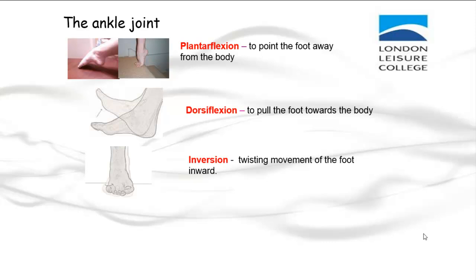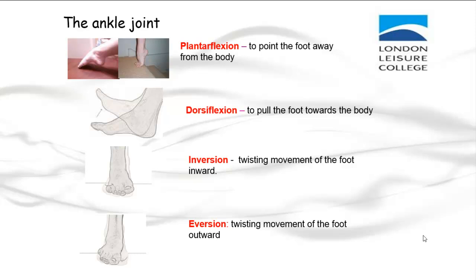Now, inversion is a twisting movement of the foot inwards. So that's where the sole of the foot is facing inwards towards the midline of the body, whereas eversion is a twisting movement of the foot outwards. So think about going over onto your ankle and you're twisting inwards. That would be sort of an inversion joint action.